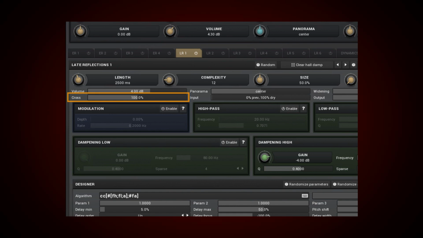At 100%, both inputs are equally processed by both channels. And at 200%, we get a reverse situation when the output of the left channel is defined by the right input and the output of the right channel by the left input.